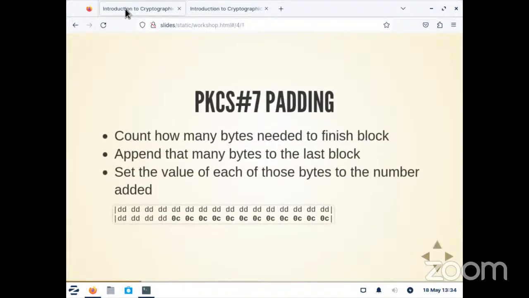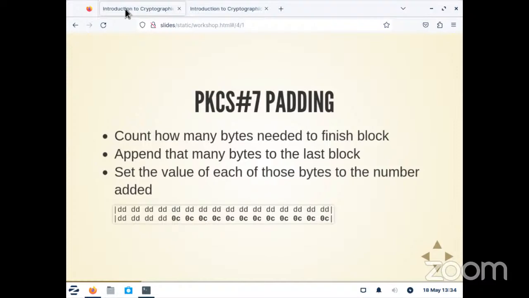Okay, so in the earlier section on block ciphers, we kind of glossed over a fact. When I was saying break up your message into block size chunks, that still assumed that your message was a multiple of the block size in bytes. So, in the case of AES, assuming that your message would always be a multiple of 16 bytes. In reality, that doesn't usually happen.